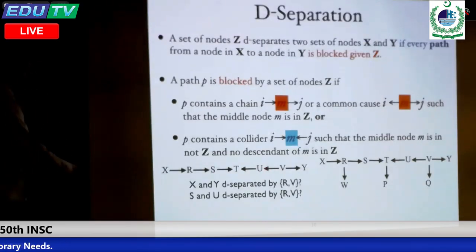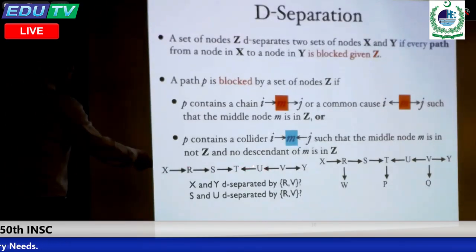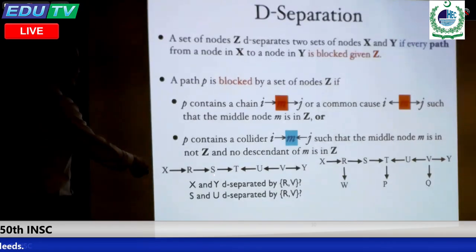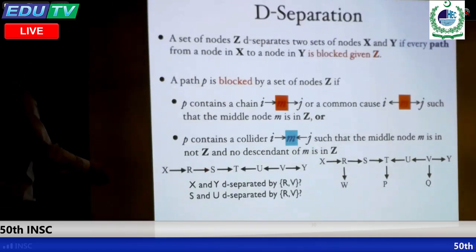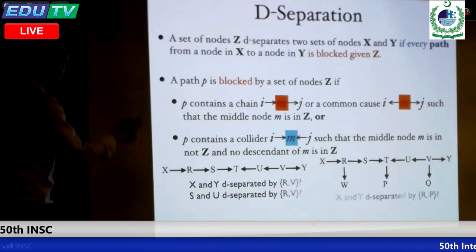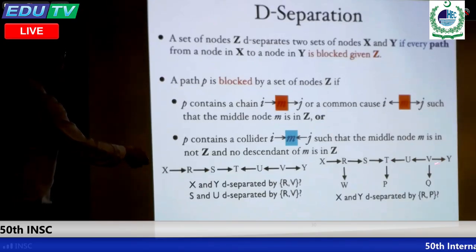Why? Because given R and V, I don't care. This is the common effect. It's not given. They can change in a free way, so there is no association between them. So they are d-separated. Here, let's look at only one more example. Do you think X and Y are d-separated by R and P?